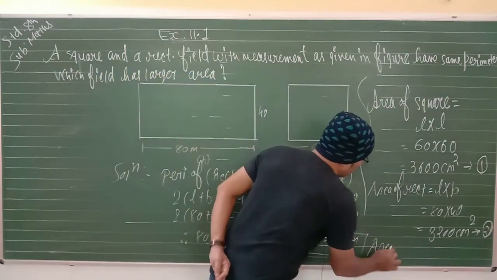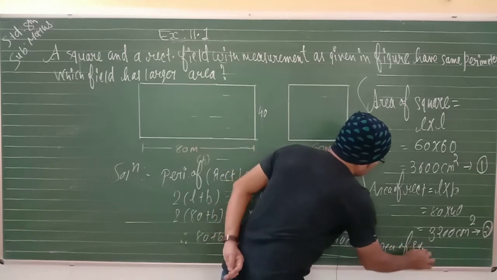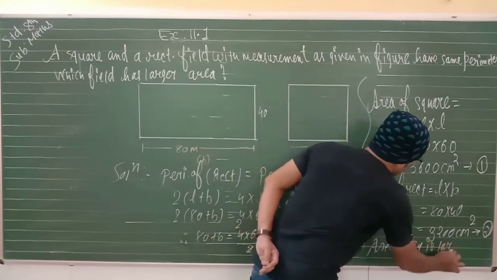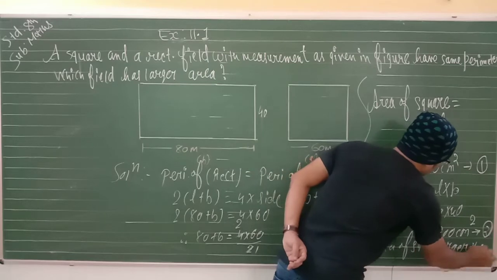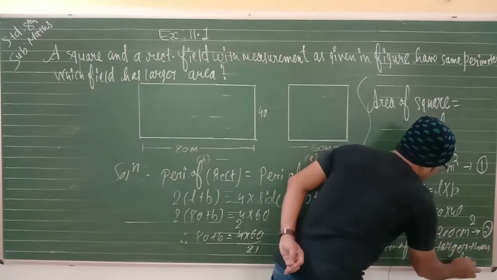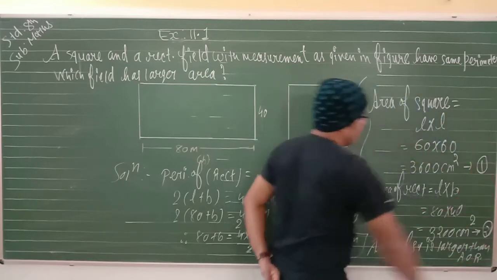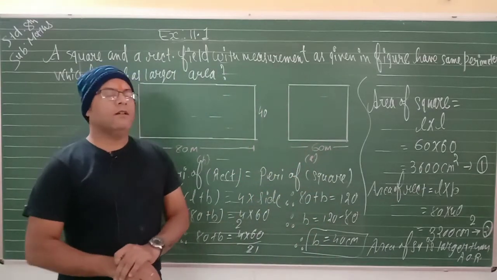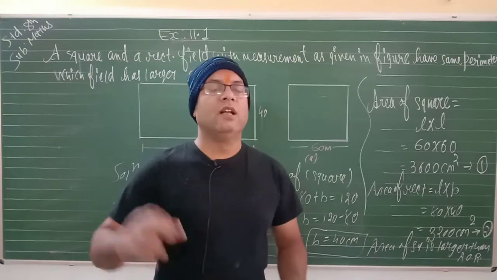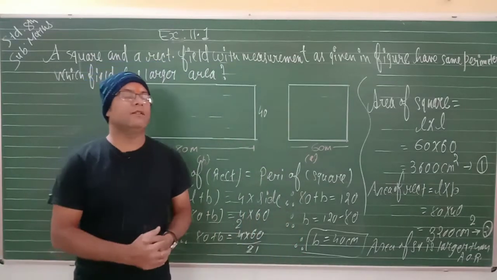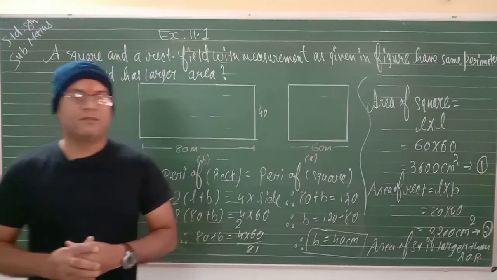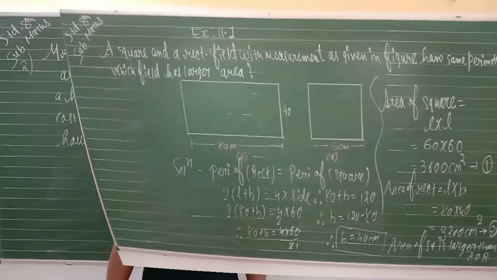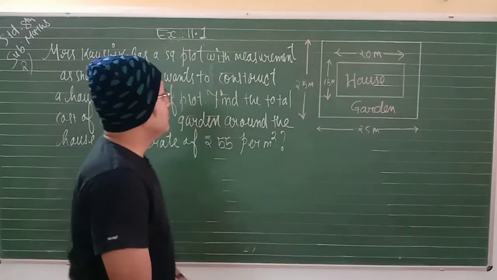Area of square is larger than area of rectangle. Here it gets over. So remember that you have to understand the question and then you have to apply the formulas. And now look at the sum.